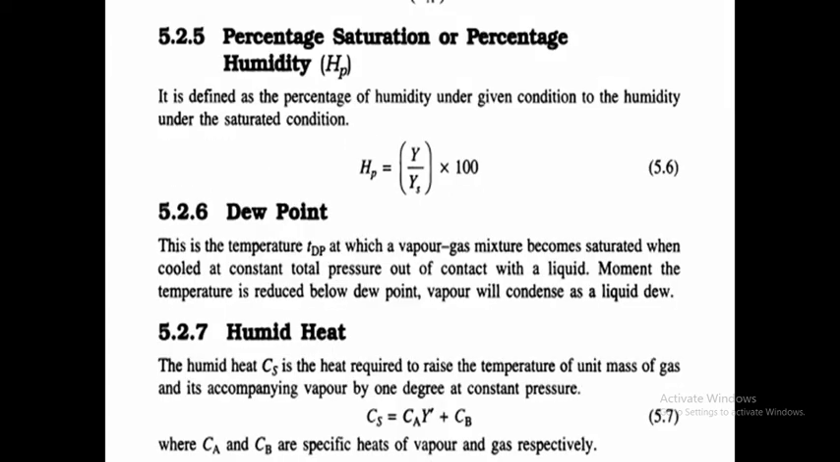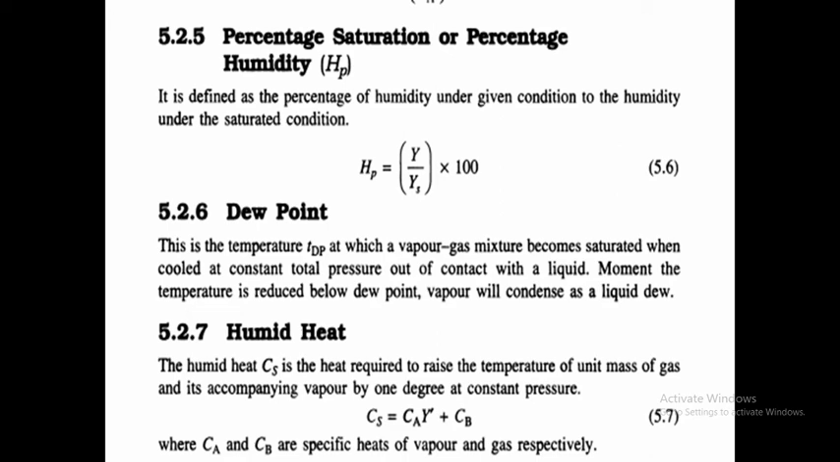Percentage saturation or percentage humidity. It is defined as the percentage of humidity under given condition to the humidity under the saturated condition. It is denoted as capital H suffix P. So HP is equal to capital Y by capital YS. Y is equal to molar absolute humidity. YS is equal to humidity under the saturated condition. Are you clear? Okay. Yes.